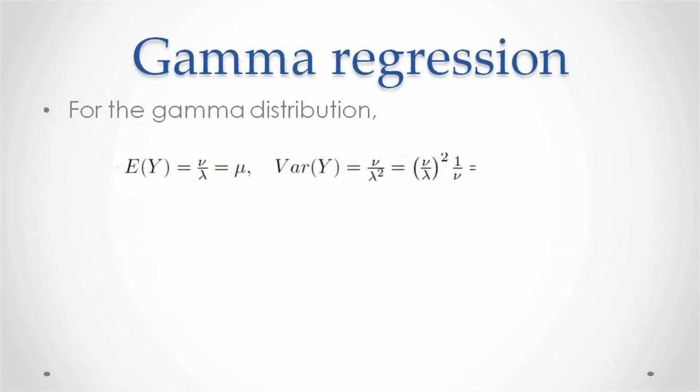To motivate gamma regression, note that for the gamma distribution, it is possible to show that expectation of y is equal to nu by lambda equal to mu and variance of y is equal to nu by lambda square, which we can parameterize as nu over lambda whole square into 1 over mu. The link function is g of mu i equal to log of mu i.